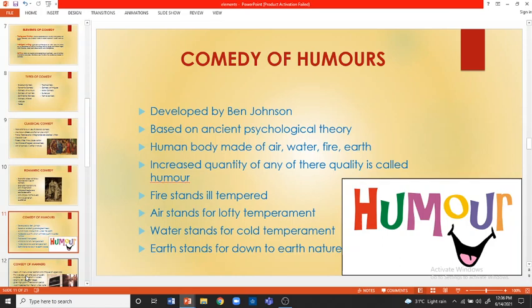For understanding humour, we have to learn what is meant by air, water, fire, and earth in comedy, in literature, or in our general life.